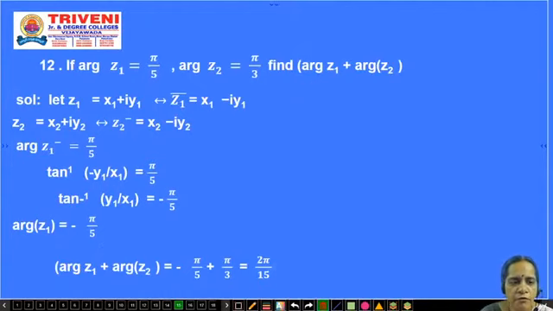What we have to write here? Given argand of z1 bar is equal to pi by 5, and we have to convert argand of z1 bar into z1. Then we have to add these two. Here argand of z1 bar is equal to pi by 5, so argand of z1 is equal to minus pi by 5. We have to convert z1 bar to z1, then substitute the value here.